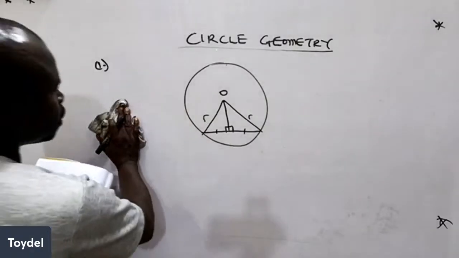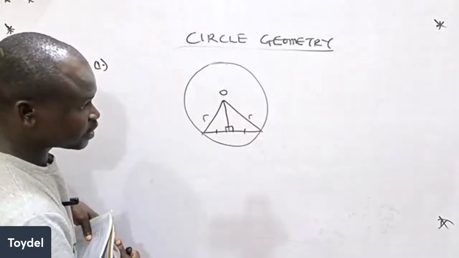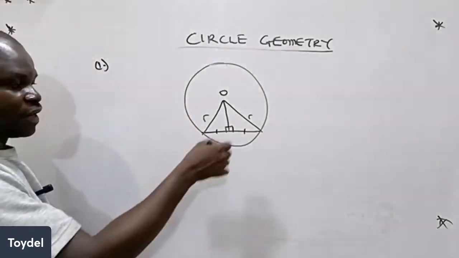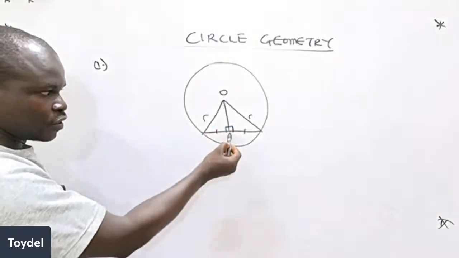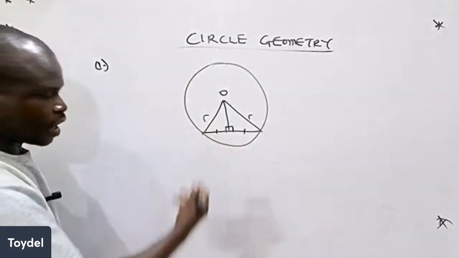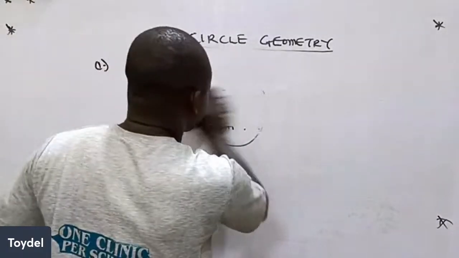Okay. So that's the first theorem. The first theorem says that if you are given a circle, a line drawn from the center of the circle to a chord divides the chord into 2 equal halves. So the line divides the chord into 2 equal halves.